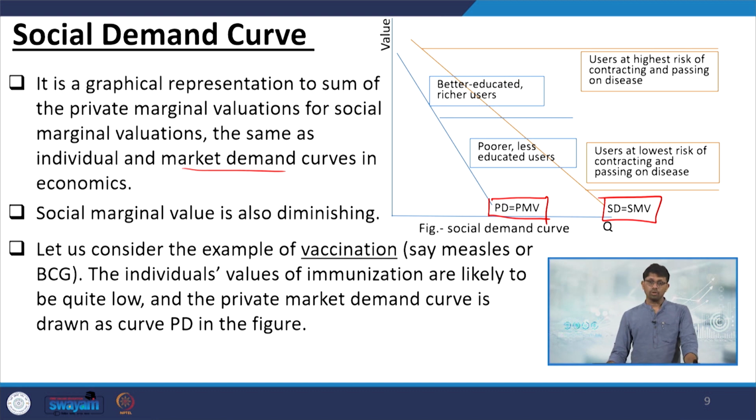Let us consider an example called vaccination in this case. Say vaccination may be for measles, maybe for BCG injection, etc. The individual's values of immunizations are likely to be quite low, and the private market demand curve is drawn as in PD. Whereas for society as a whole, it is quite essential. It will be controlling, whereas an individual might think that somebody has already taken vaccination, it hardly impacts me.